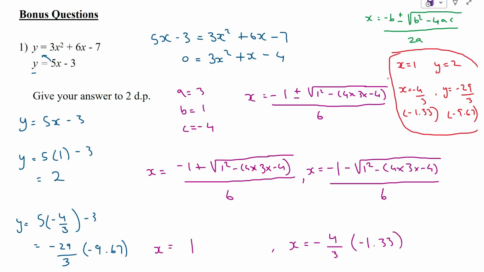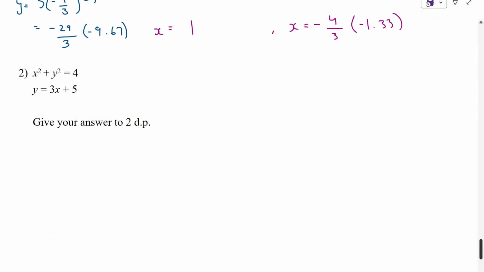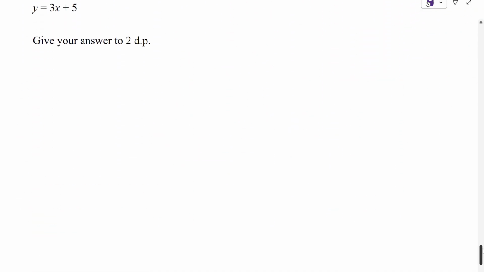Okay, both sets of values are correct. So you can see it's very similar to all of the other questions that we've done, but the only difference is instead of factorizing to get values for x, we had to use the quadratic formula, and some of our answers will be decimals. They won't all be whole numbers, which is the reason for doing this. Now, moving on to the final question.